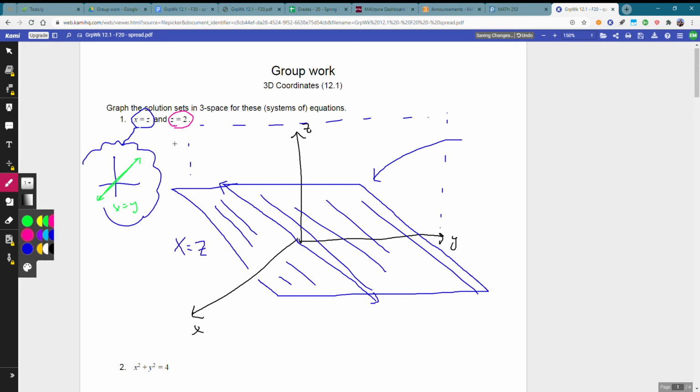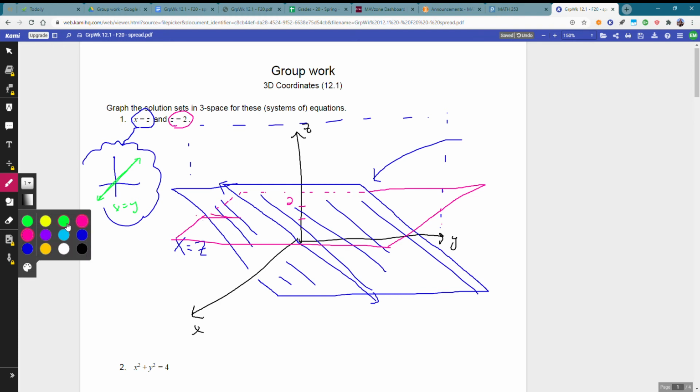All right, next we've got z equals 2. Here, z equals 0 would just give us the xy plane. z equals 2 is going to push that up 2 units. So we're going to have a plane that cuts through that point on the z-axis, all the points in 3 space with z coordinate 2. We get a plane that looks like that, and these two planes are going to intersect.